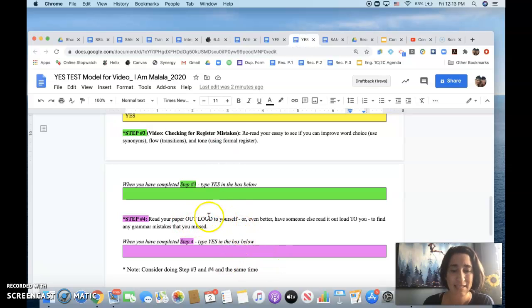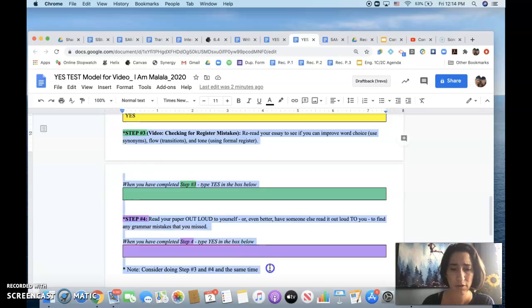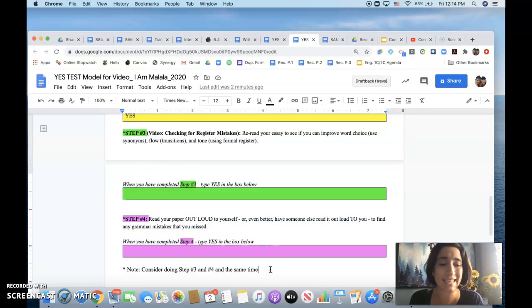And then the last part, really important, you can do these actually together, like step 3 and 4, you could do at the same time, reading it out loud to yourself. So the last time you read it, really give yourself a chance to read it out loud to yourself, listen to yourself, hear it, and that's going to help you find more mistakes. And then even better is to have someone else read it to you. So share it with them, and if it's another student that you're sitting next to, physically, they can read it out loud to you.